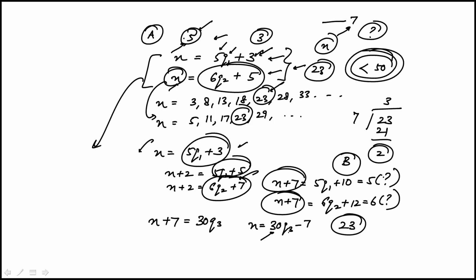And if you need to find the second one, just make q3 2, which would be 60 minus 7 or 53, or simply add 30 to this. And you'll notice in this question, they constrained it to be less than 50. That's why all of these higher values are not acceptable. And that's why 23 was the answer.